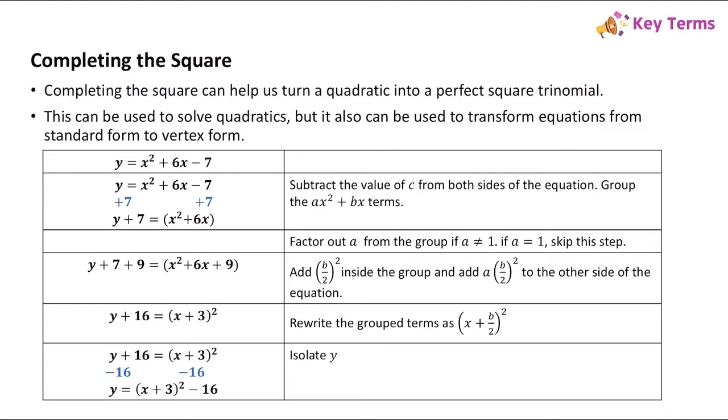Now on the left, I have y plus 7 plus 9, which is y plus 16, and this is now transformed into a perfect square trinomial. This can be rewritten as (x plus b over 2) squared. Well, we know that b over 2 is 3, so this can be rewritten as (x plus 3) squared. Now to get this into vertex form, I just need to isolate y, so that's going to involve subtracting 16 from both sides. So we get y equals (x plus 3) squared minus 16.